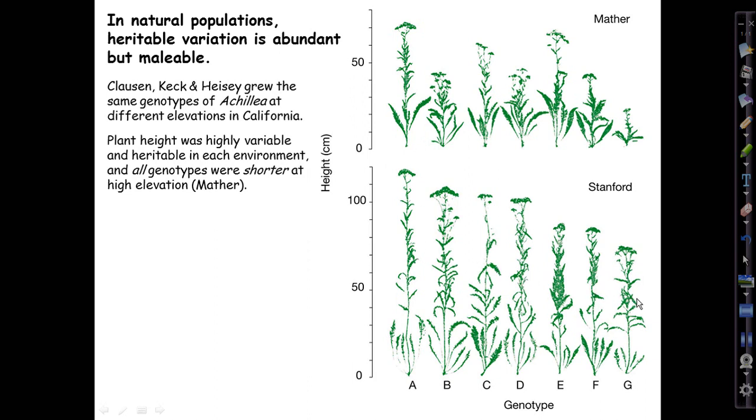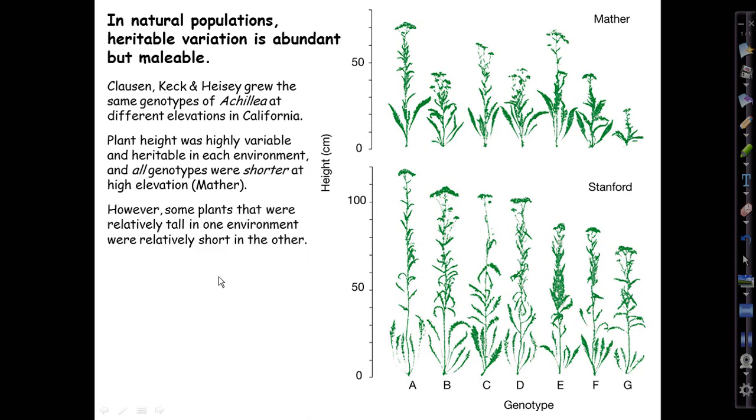So in 7 out of 7 cases, the Mather plants, produced basically as cuttings from the same parent plant, were always shorter. But some plants that were relatively tall in one environment, take B for example, which is the second tallest at Stanford, it's actually among the shorter half of them at Mather, and so on.